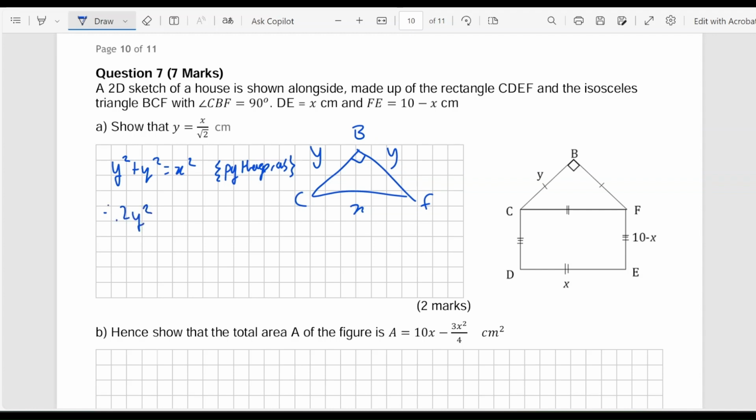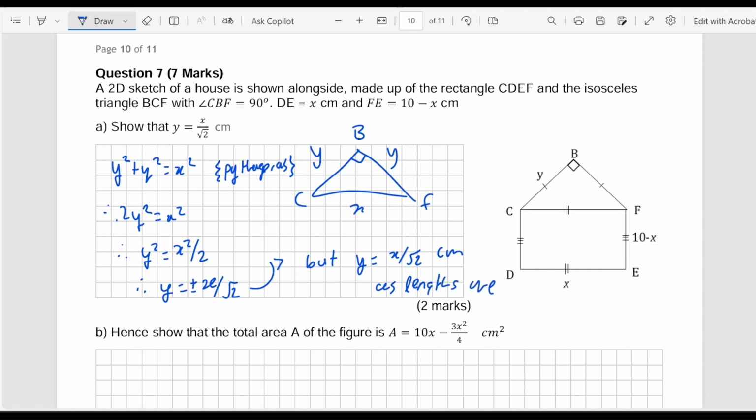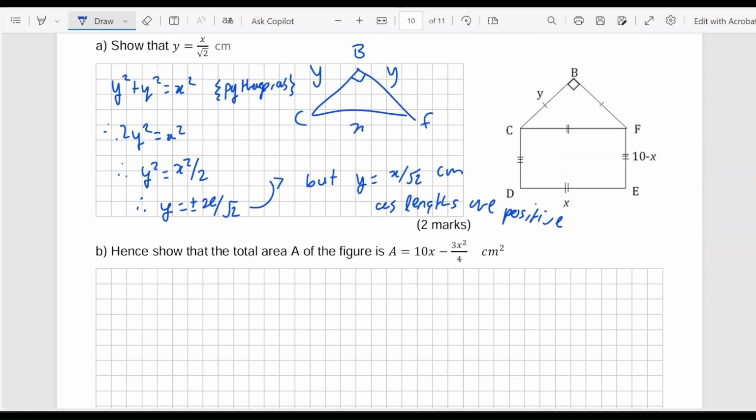Therefore, 2y squared is x squared. Therefore, y squared is x squared over 2. Therefore, y is x over root 2. Now, technically, that's plus or minus, but y is positive x over root 2 as lengths are positive. So the total area is that.